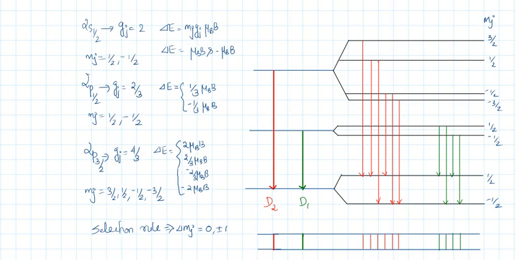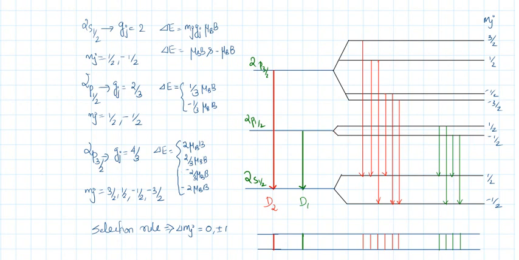So these are the figures. This is 2s1/2, this is 2p1/2, this is 2p3/2. 2s1/2 will split into two: one at μB B, the other at minus μB B. 2p1/2 will split into two: one at 1/3 μB B, the other at minus 1/3 μB B.